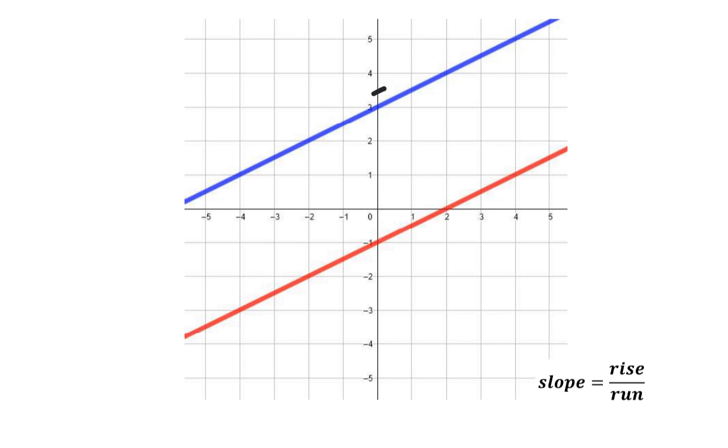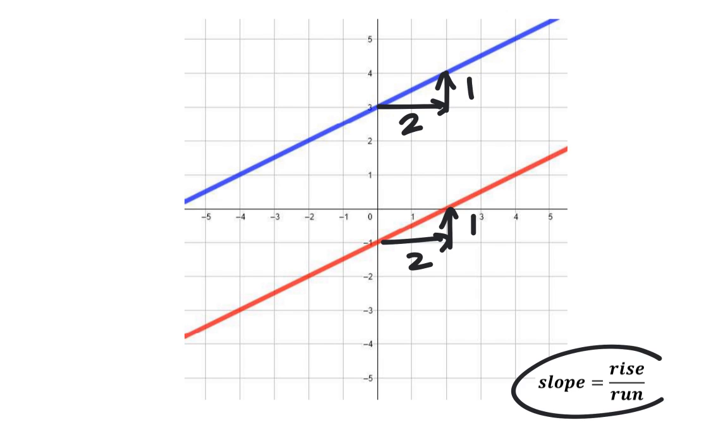The blue line has a y-intercept of positive 3, while the red line has a y-intercept of negative 1. I can find the slope of the blue line by drawing a right triangle underneath it. The rise would be 1 unit, while the run would be 2 units. I can also find the slope of the red line by doing the exact same thing. Since slope is equal to rise over run, therefore the slope of the blue line is 1 over 2, and the slope of the red line is 1 over 2 as well.